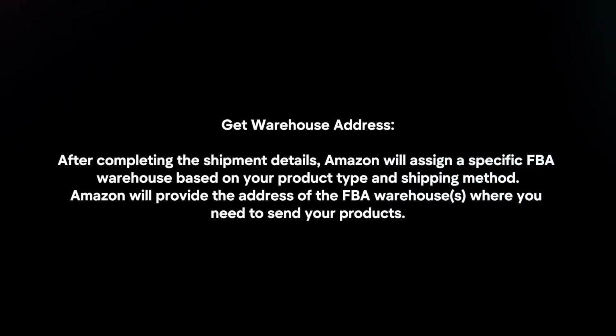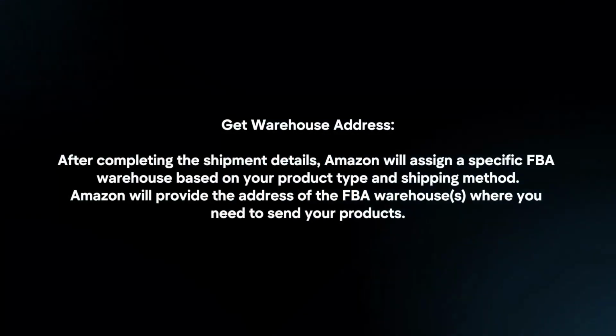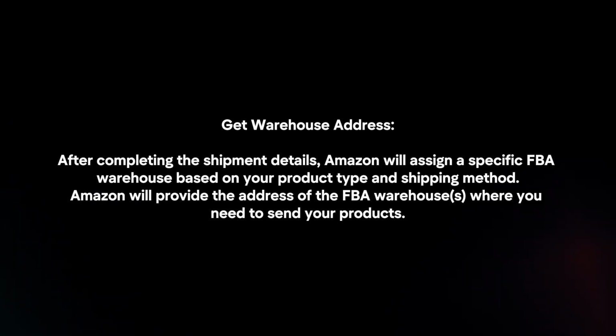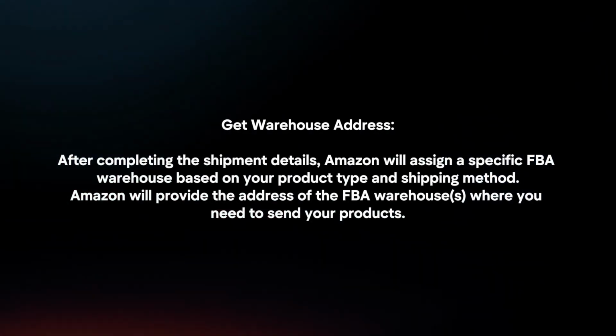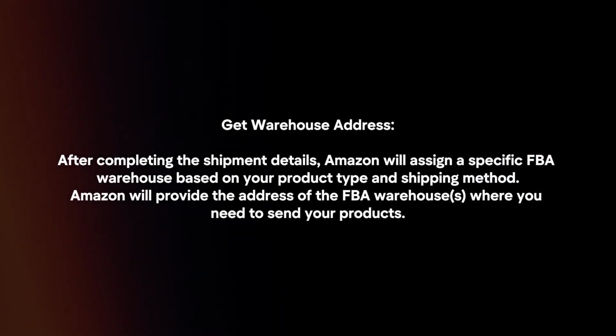Get warehouse address. After completing the shipment details, Amazon will assign a specific FBA warehouse based on your product type and shipping method. Amazon will provide the address of the FBA warehouse where you need to send your product.